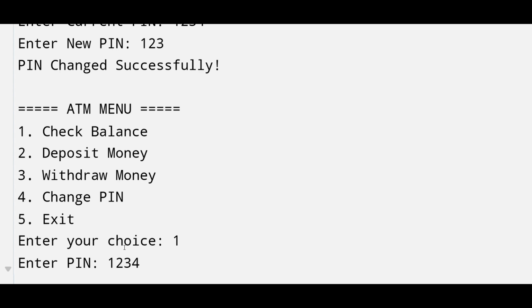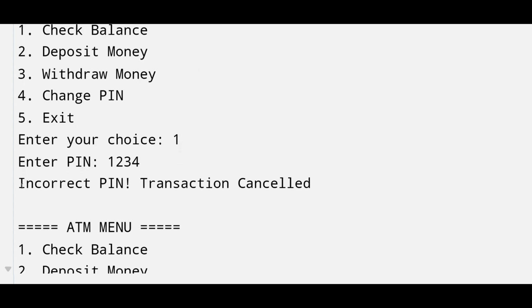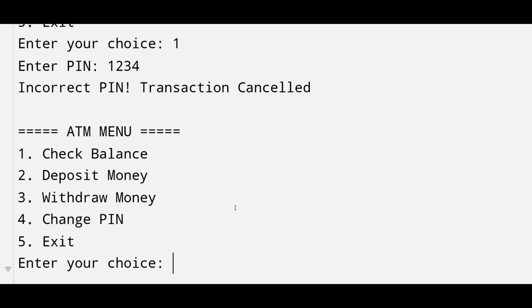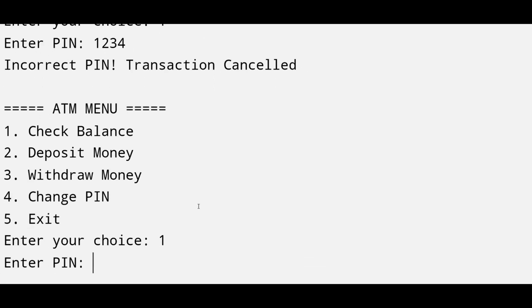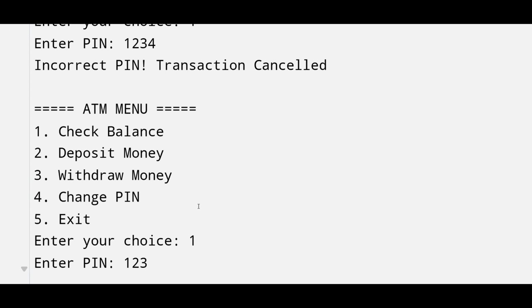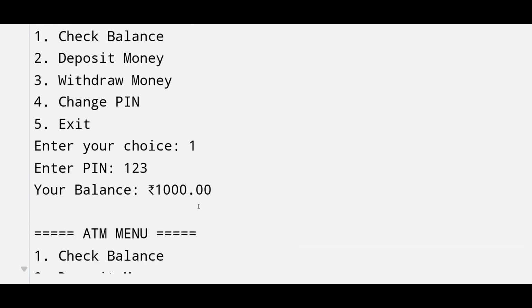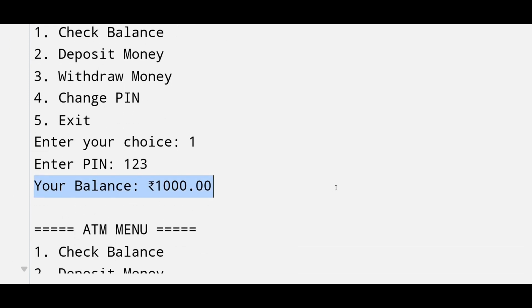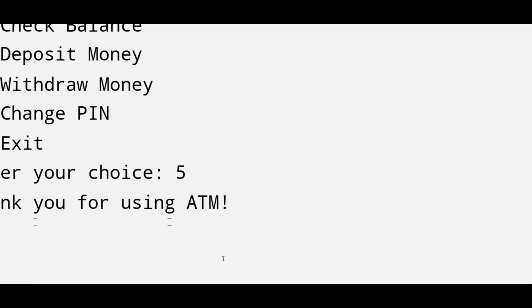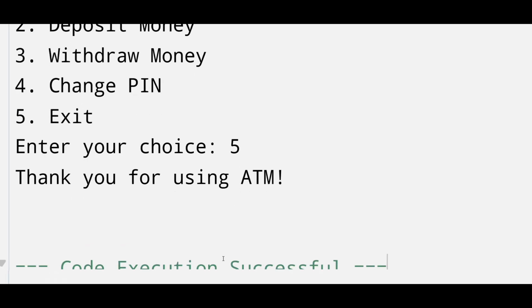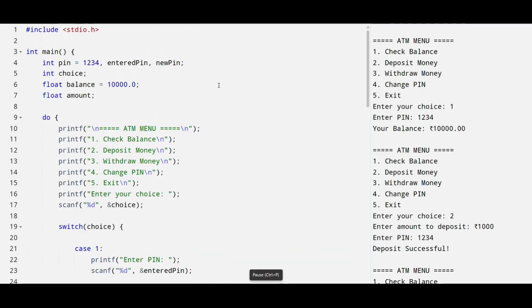It shows error, incorrect pin. So that's why we enter new pin 1 2 3. It shows correct. So we enter new pin 1 2 3. So it shows our bank balance 1,000 rupees. So if we finally exit, the code will be completed. So exit. So thank you for using ATM. So like this our ATM machine will be working.